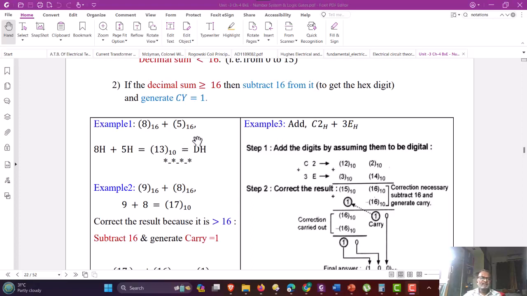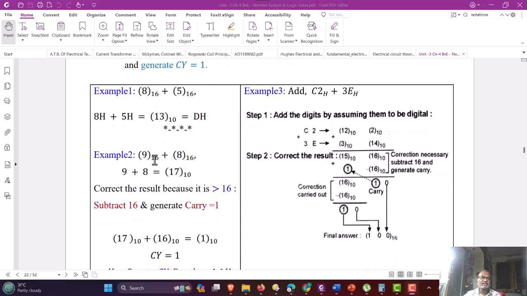Here the addition result is less than 16, and therefore whatever the result, that result is in hexadecimal form only. So the result is D. H indicates the subscript. That is the notation for a hexadecimal number.